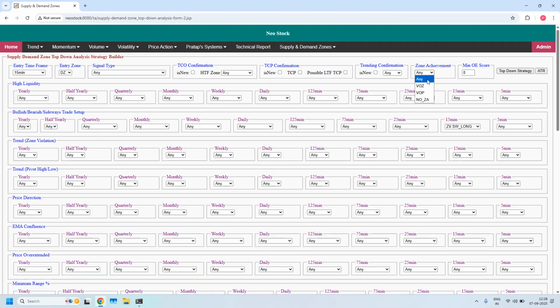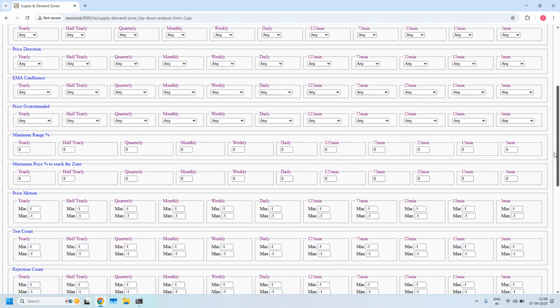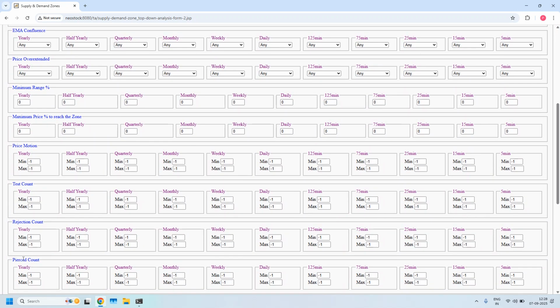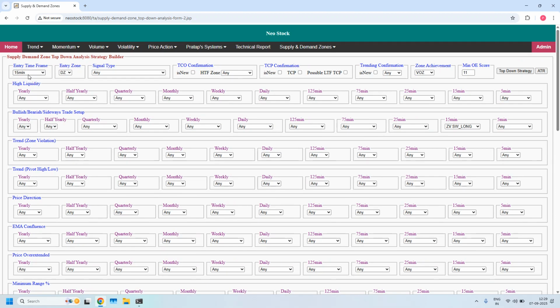Zone achievement should be violated opposing zone. Minimum odd enhancer score should be 11 for sideways. And also the 15 minutes demand zone should not be pierced. So in the pierced count parameter, at 15 minutes time frame, I am selecting minimum value 0, maximum value 0. That means pierced count should be 0. Pierced count 0 means the zone is not pierced. Which zone? The 15 minutes demand zone, because we selected it. And the filter will be applied on the 15 minutes demand zone.